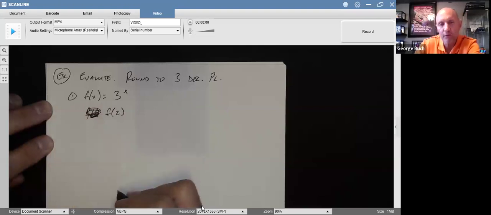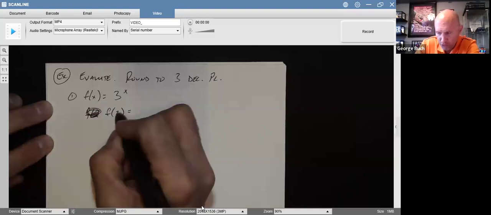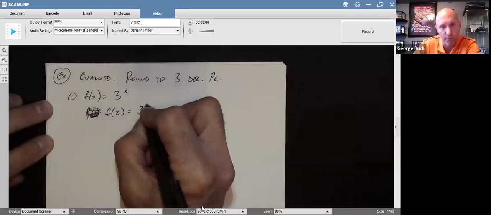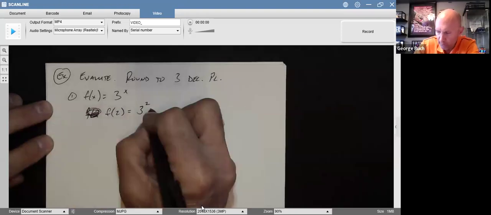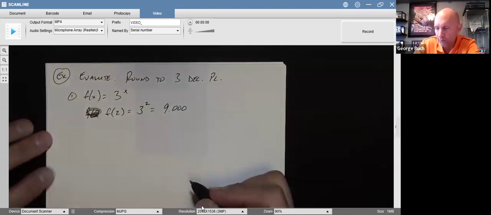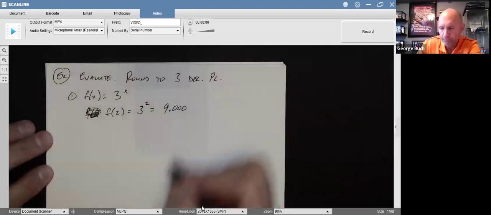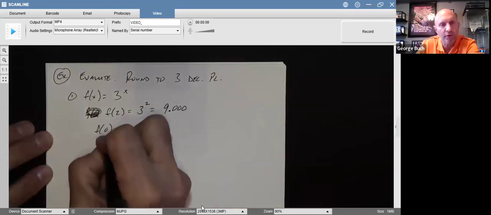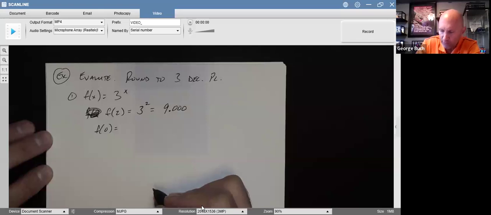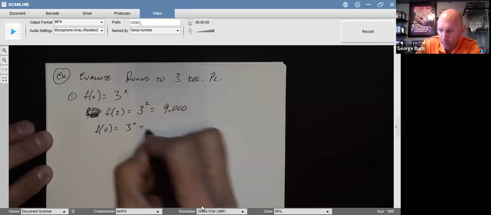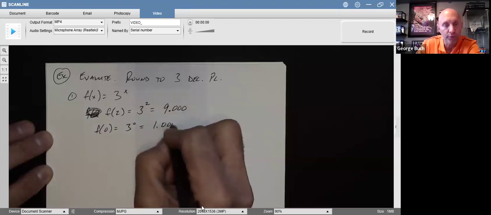So the way we work with functions is still the same. I'm just plugging 2 into the function anywhere I have an x, which is what? 3 to the second power. And 3 to the second power is 9. So to 3 decimal places, 9.000. What if I have f of 0? Well, this means 3 to the 0 power. Anything to the 0 power is what? 1. So 1.000.